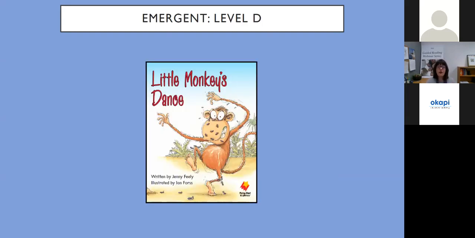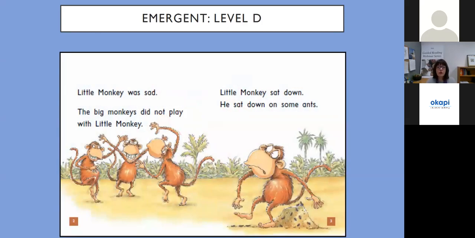Then you move over into the emergent column. These are kids that have a lot of things in place. They have a lot of sight words by this point. They are learning to look through the words. So when they come to a book like Little Monkeys Dance, you're going to see that the pictures no longer are directly telling you about the words. So it's not just one word that they have to cope with.